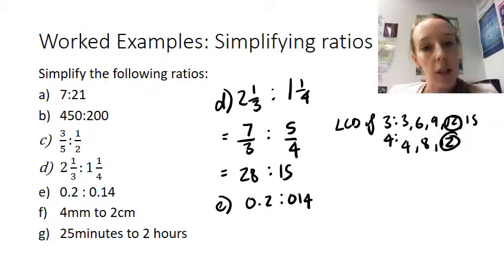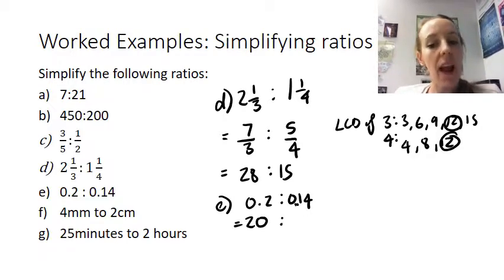So we don't leave our ratios as decimals, we turn them into whole numbers. So to get both of those into whole numbers, we're going to have to multiply by 100. So 0.2 times 100 is going to give us 20. And 0.14 multiplied by 100 is going to give us 14. So our ratio would be 20 is to 14. Going to have to clear the screen again.